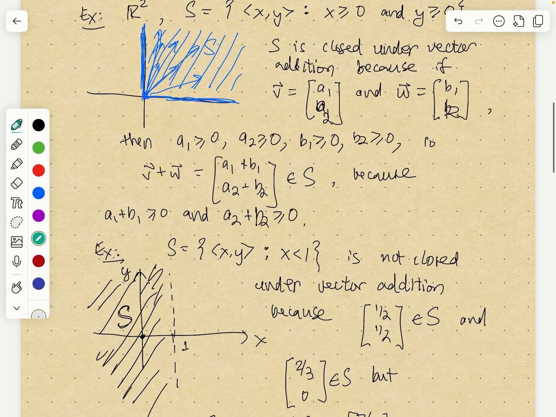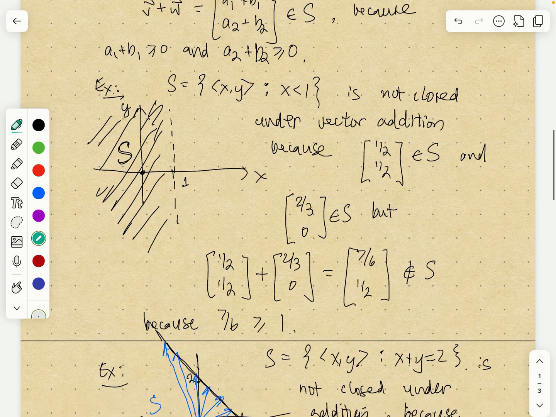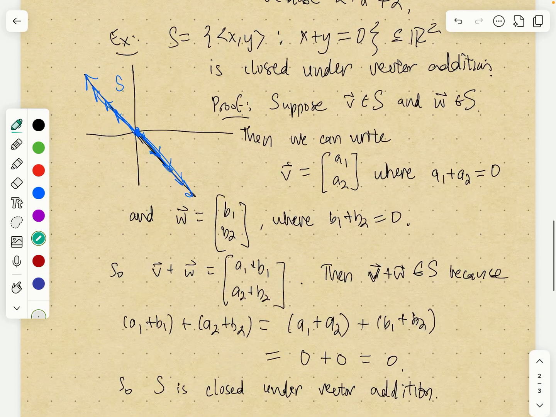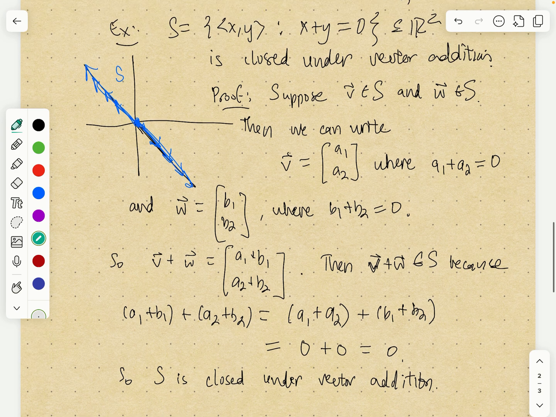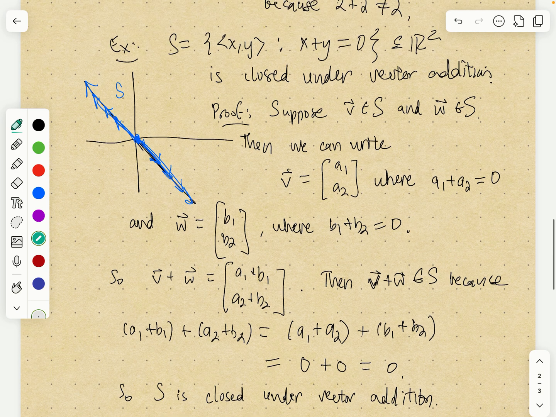So we did some examples of sets that are closed under addition, not closed under vector addition, and then we gave an example of a proof that a set is closed under vector addition.